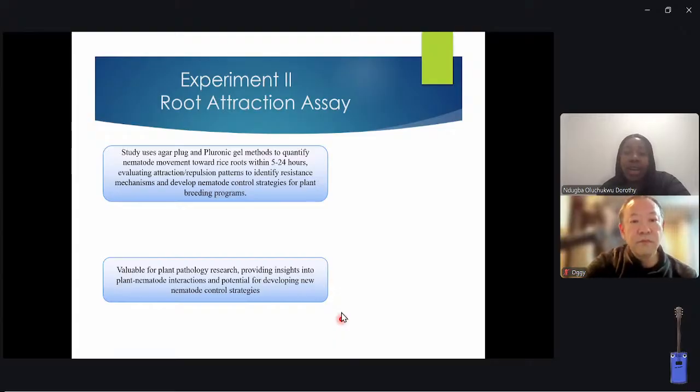So this evaluation is going to determine the attraction or repulsion patterns to identify the resistant mechanism, and also it will help us to develop nematode control strategies for plant breeding programs. So this root attraction assay is valuable for plant pathology research, providing insight into plant nematode interaction and potentially for developing new nematode control strategies.